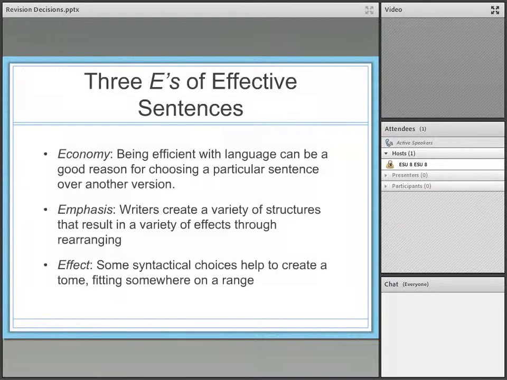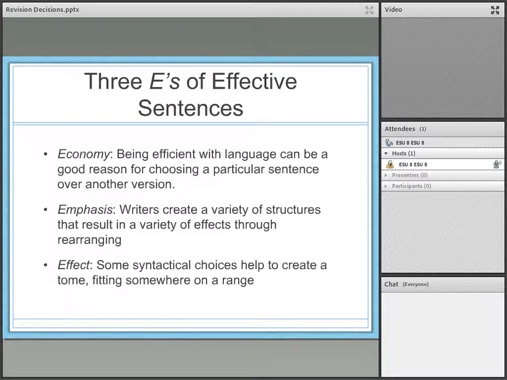So Anderson and Dean also tell us that there are 3 E's of effective sentences. First, they talk about economy. Being efficient with language can be a good reason for choosing a particular sentence over another one. Like being careful with money, being efficient with language can be a good reason for choosing one sentence over another one. And ultimately, writers delete for economy. In other words, they want to get the most bang for their buck.